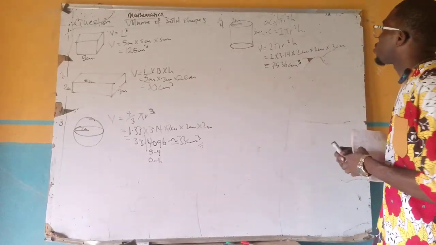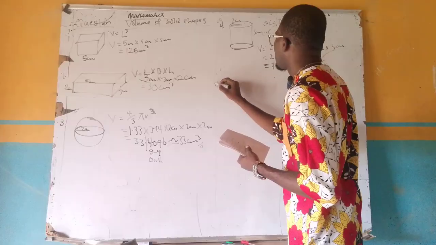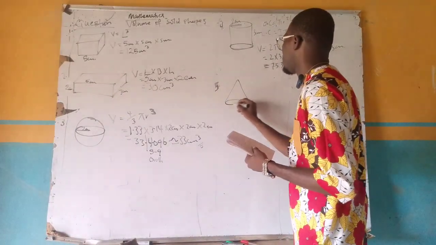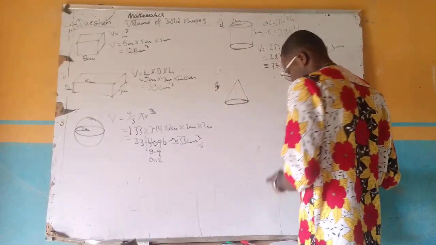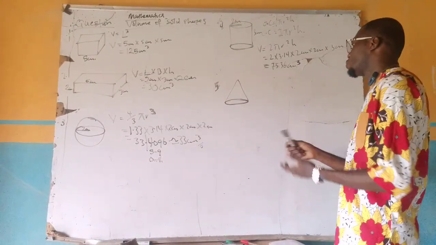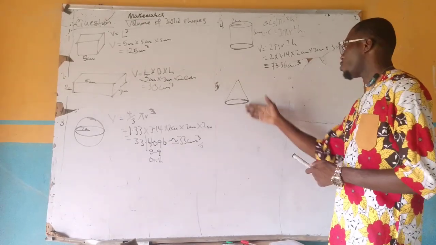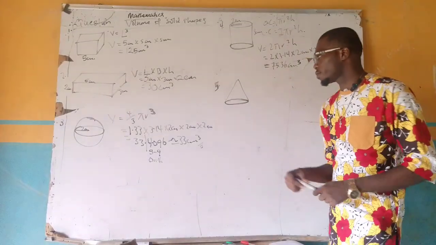Let's move to another one. Number 5, we have a cone. What's a cone? A cone is something that looks like this, like a Christmas cap or a bully cap in the US. Or those caps you have, those of you that watch this, or maybe an ice cream cone, when you turn it upside down. So this is a cone.